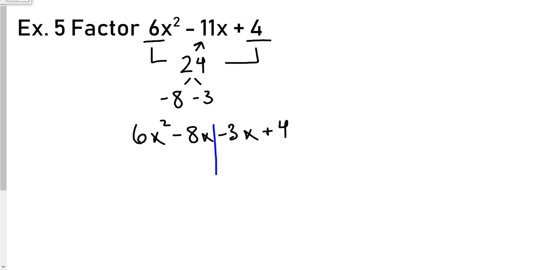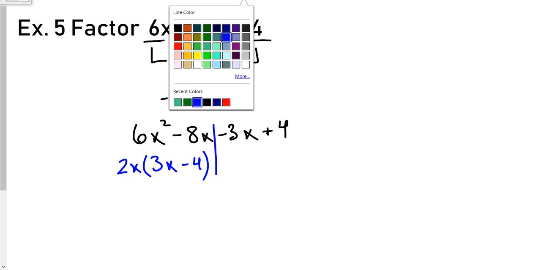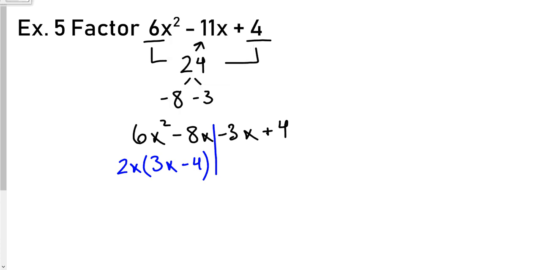So on the left hand side, 6x squared and 8x, I can take out a 2x as my GCF, and I'm going to be left with a 3x and then minus 4. Okay. Over on the right hand side though, I notice that I don't actually have a GCF. It's just negative 3x plus 4. They don't have anything in common. But there's always one value you can factor out.